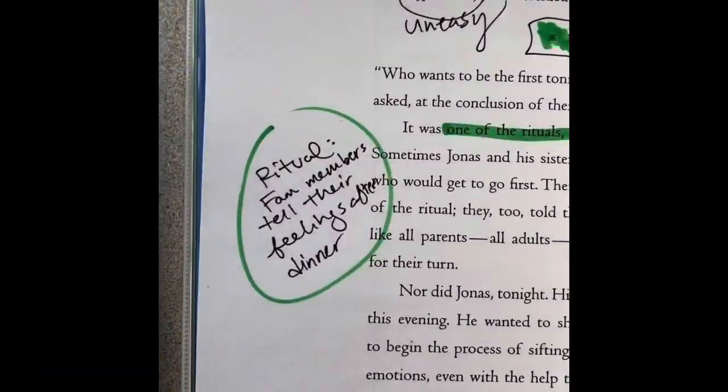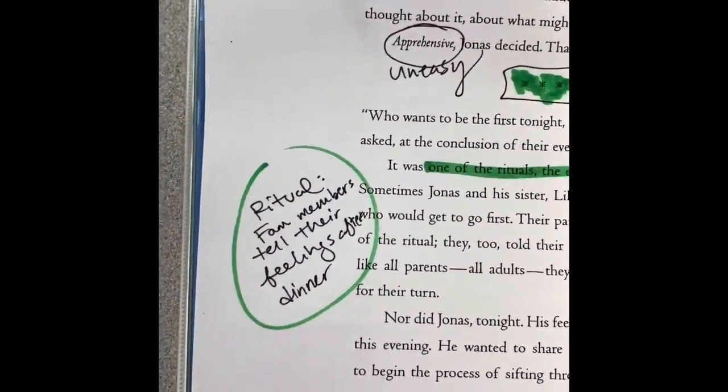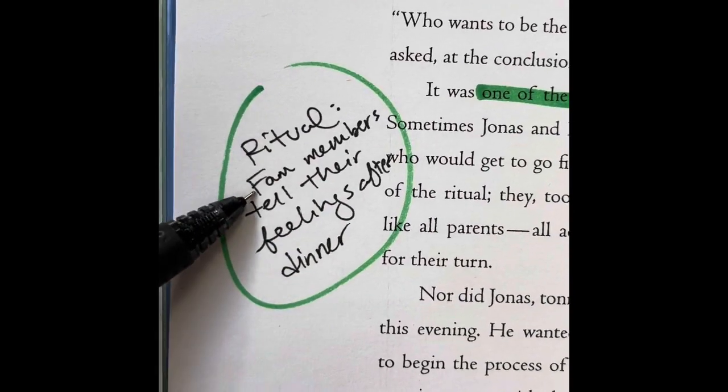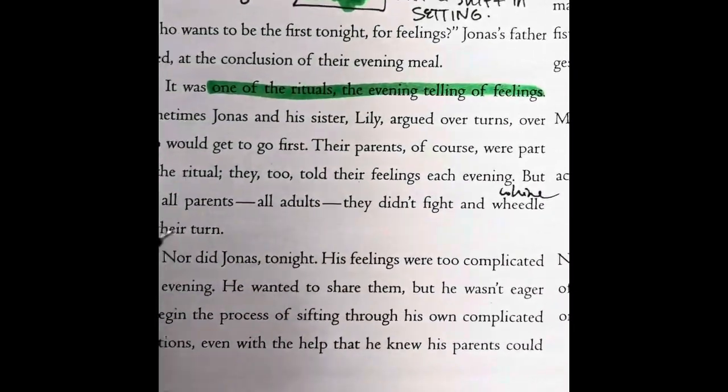Okay. So then I would say, because I'm kind of noting, what are the rules? What are the rituals? What's the culture in this community? Family members tell their feelings after dinner.